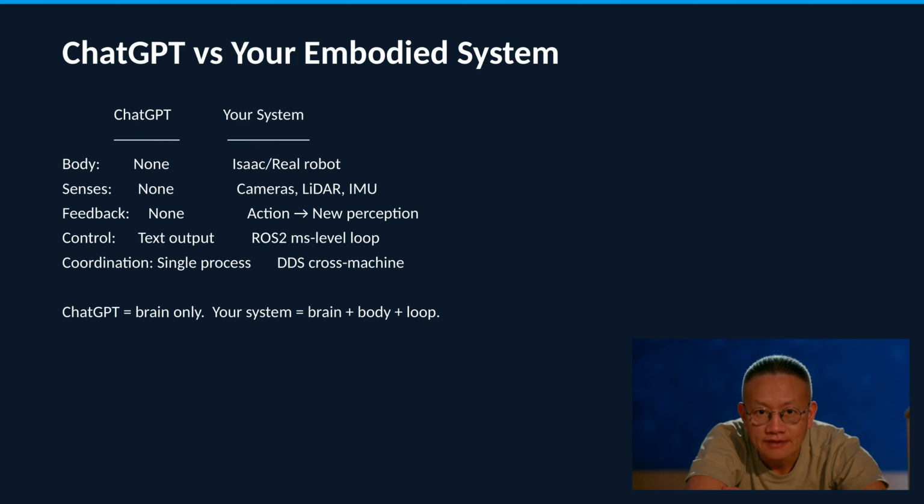ChatGPT has no body, your system has Isaac simulation or a real robot. ChatGPT has no senses, your system has cameras, LiDAR, and IMU. ChatGPT has no physical feedback, your system creates action, environment change, and new perception in a continuous loop. ChatGPT outputs text. Your system has ROS 2 millisecond level closed loop control. ChatGPT is brain only. Your system is brain plus body plus loop.